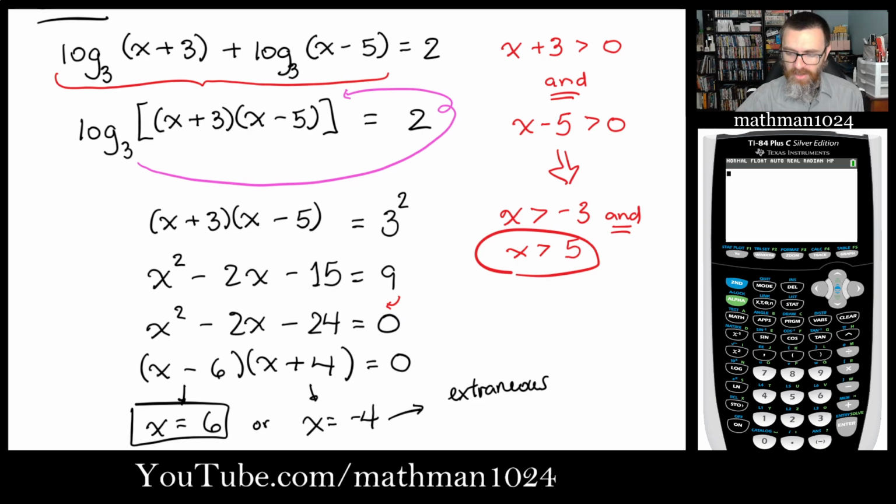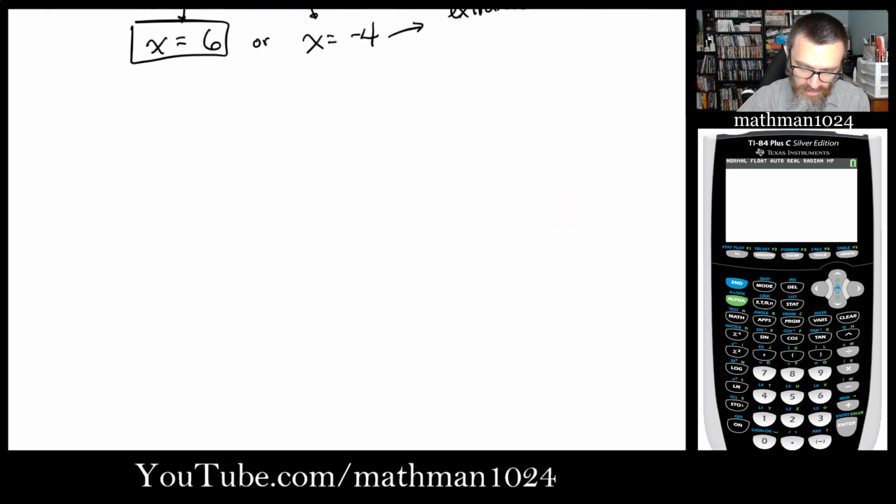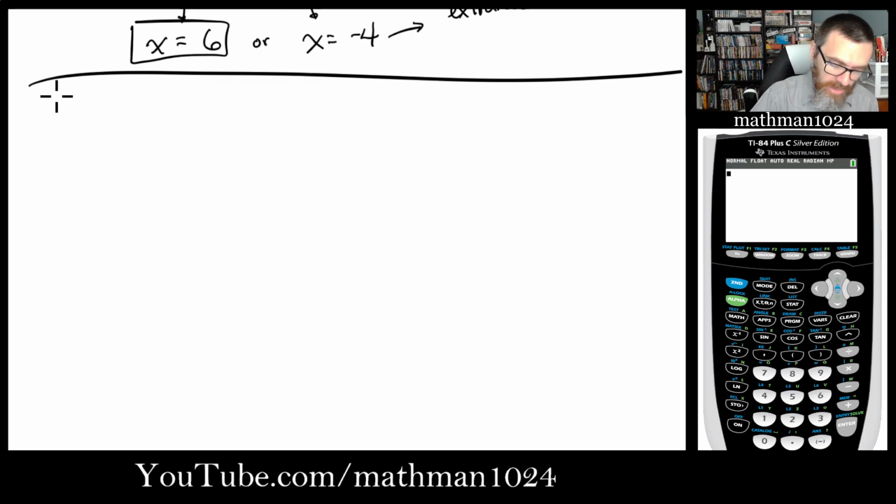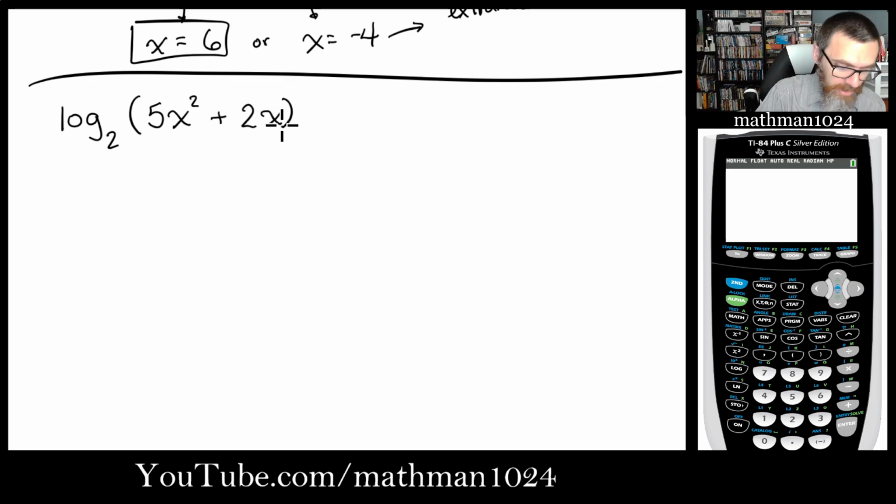Now, I want you to compare this one to the next problem that we have. This next one says log base 2 of 5x squared plus 2x is equal to 4.